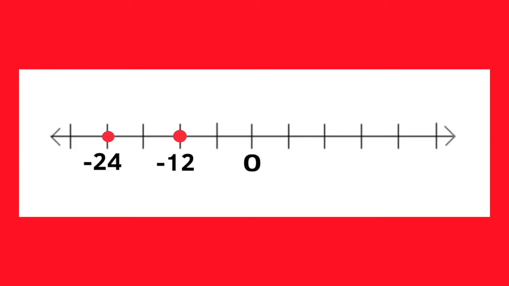12 compared to 24. On a number line, 24 would be to the right of 12, making 24 greater than 12. Reading left to right would be 12 is less than 24. Right to left it would read 24 is greater than 12. -12 compared to -24. -12 is further to the right on the number line than -24, making -12 greater than -24. -12 is greater than -24.